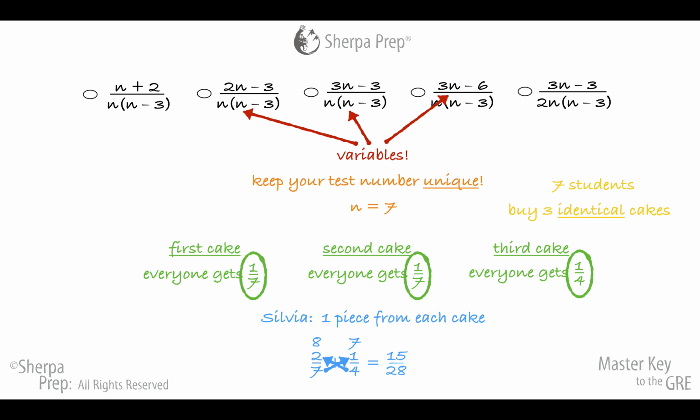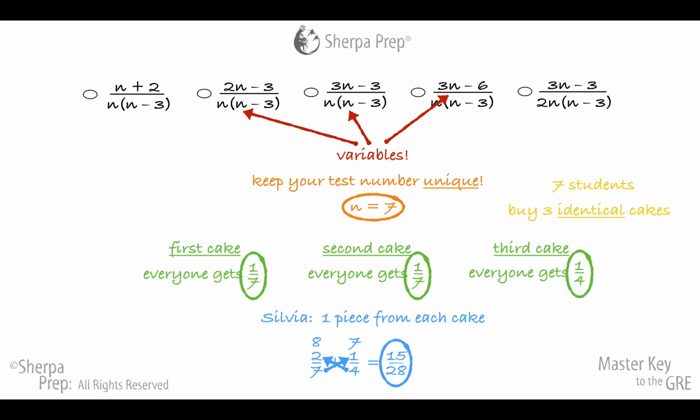So as the last step, let's plug n equals 7 into the answer choices to see which one equals 15/28. Now, personally, when I have a question with variables in the answer choices, I like to test out the first answer first. And if that doesn't work, I go all the way to the last answer. And if that doesn't work, I work my way backwards down through the answers.